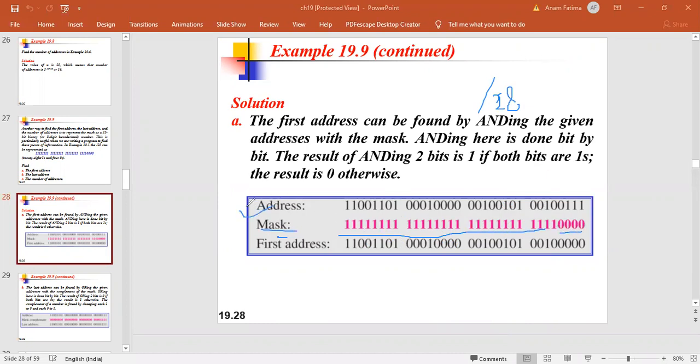And if a single address of that particular block is given, you can find the first address by simply ANDing these two. When both are converted to binary notation, you do the individual bit-wise AND of the address which is given and the mask. The result which you get is going to represent the first address.